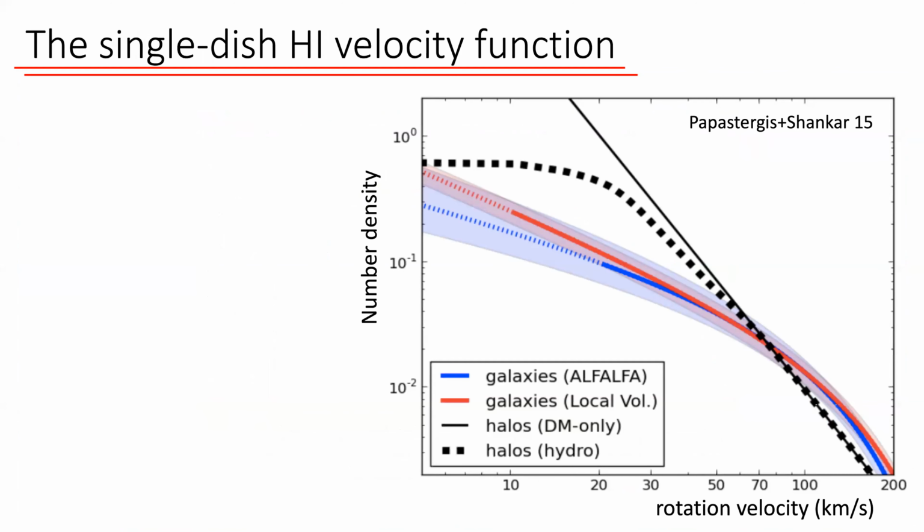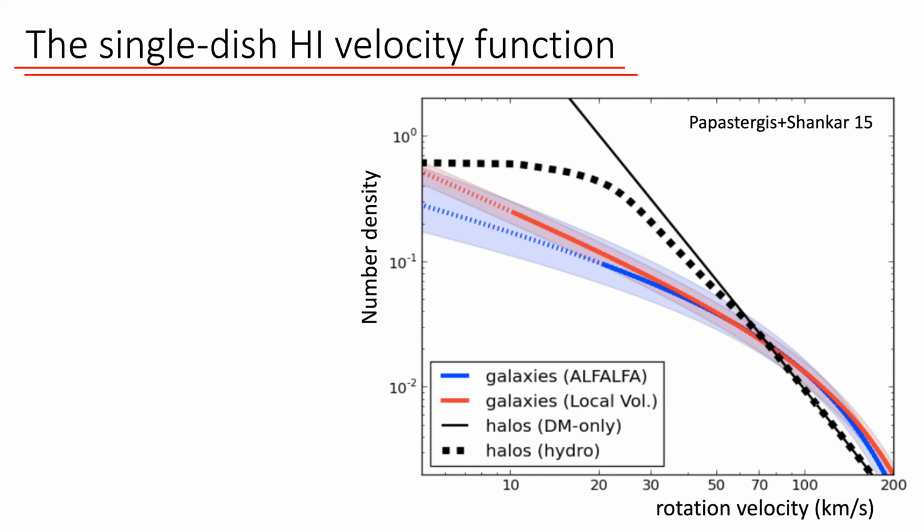And there have been measures of the H1 velocity function that have been carried out before. And so this slide summarizes the current state of affairs. The two colored lines show measures of the H1 velocity function for the local galaxy population. And the black lines show different predictions for that velocity function. The solid line is a prediction from a dark matter only simulation. And the dashed black line is a prediction from a hydrodynamical simulation. And clearly below about 70 kilometers per second, the black lines and the colored lines don't match up very well. And so there's been a lot of work invested into trying to understand where that difference arises.